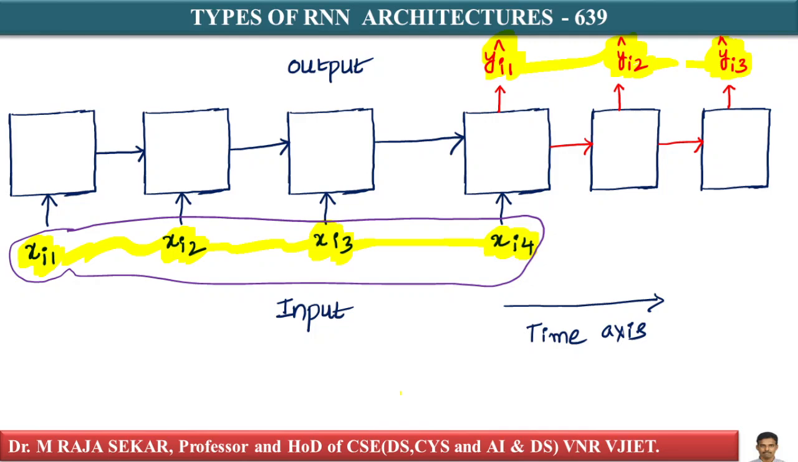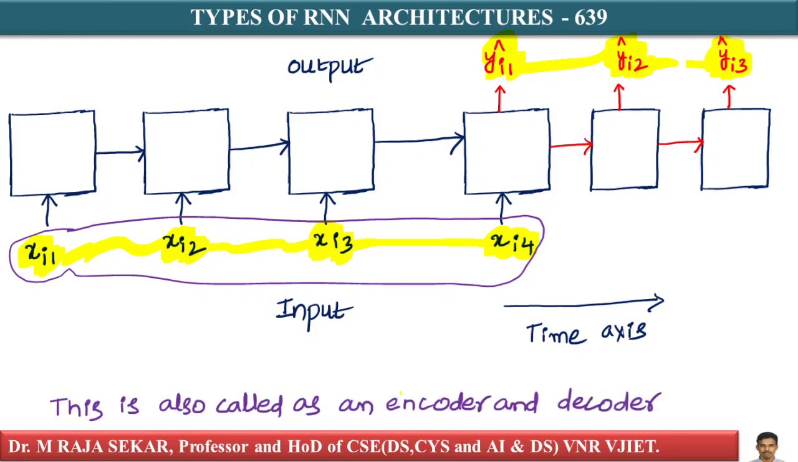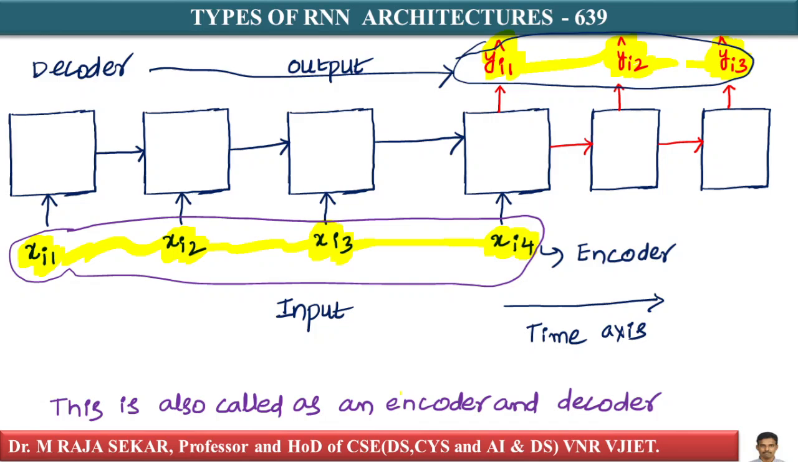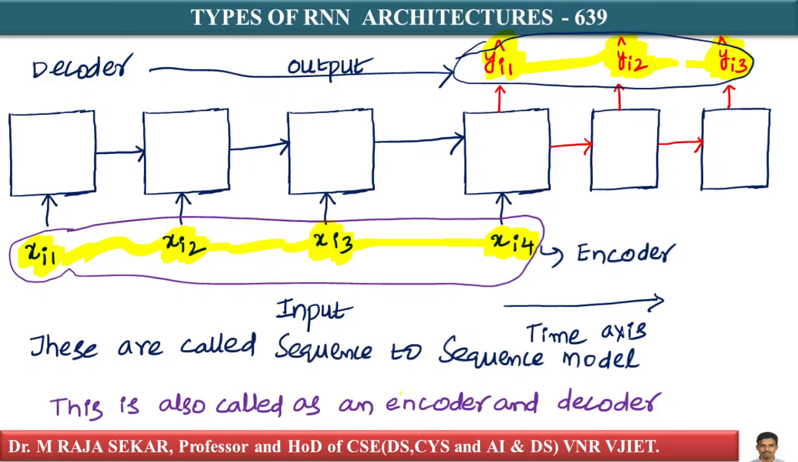So what it's doing here is, first it feeds all of the inputs, then generates an output after feeding all of the inputs. So this is also called an encoder and decoder network. The input part is called the encoder part. The output part is called the decoder part. These are also called sequence to sequence models.